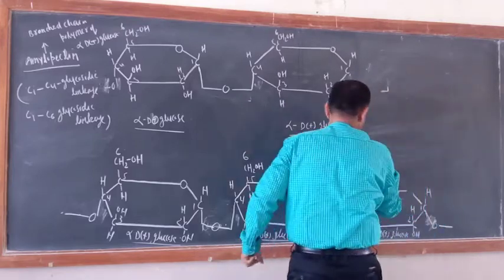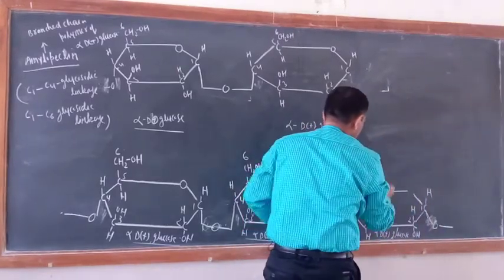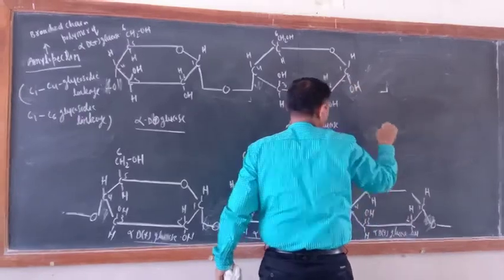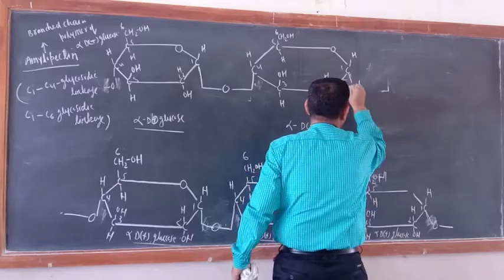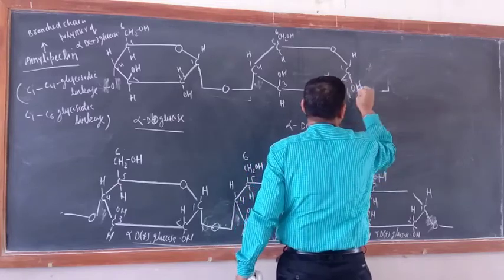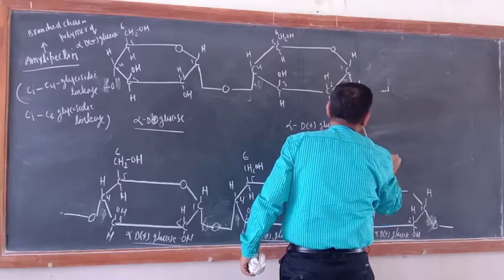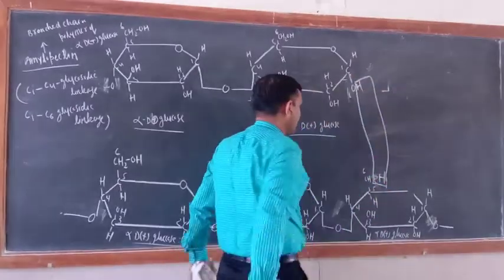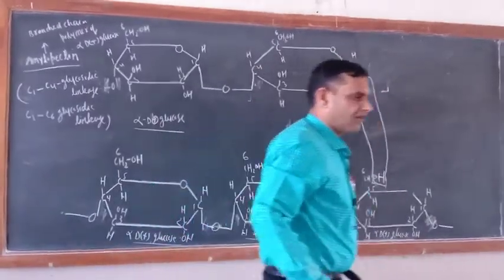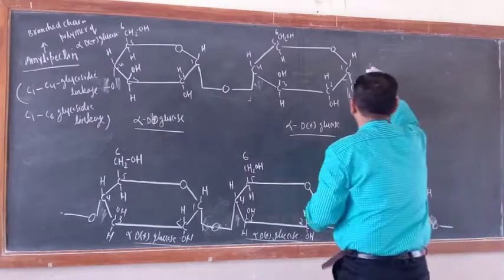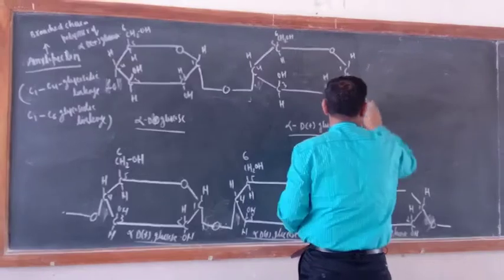Now write down here CH2OH only. Now here write OH. So H of OH of this one, or you can take H of this one and OH of this one, remove. After the removal of one water molecule, what would be left here?